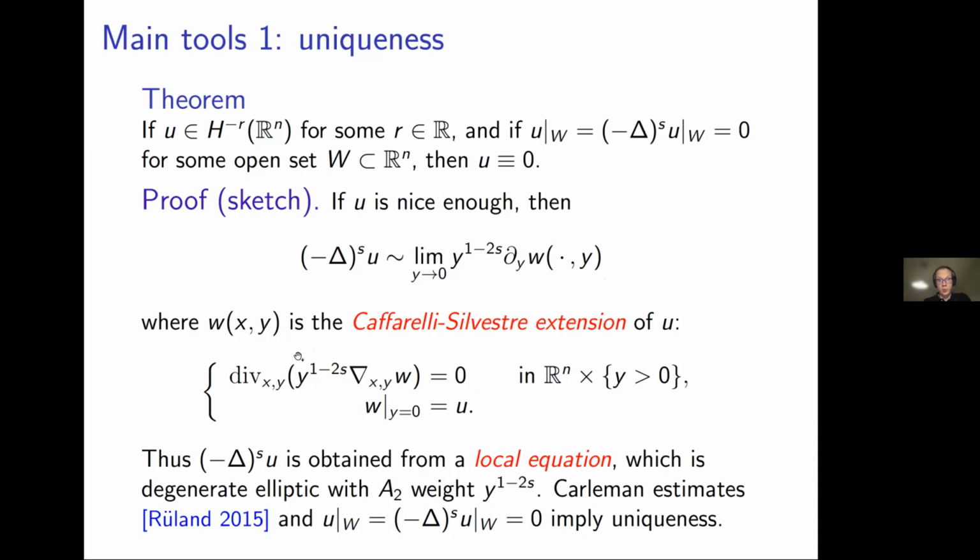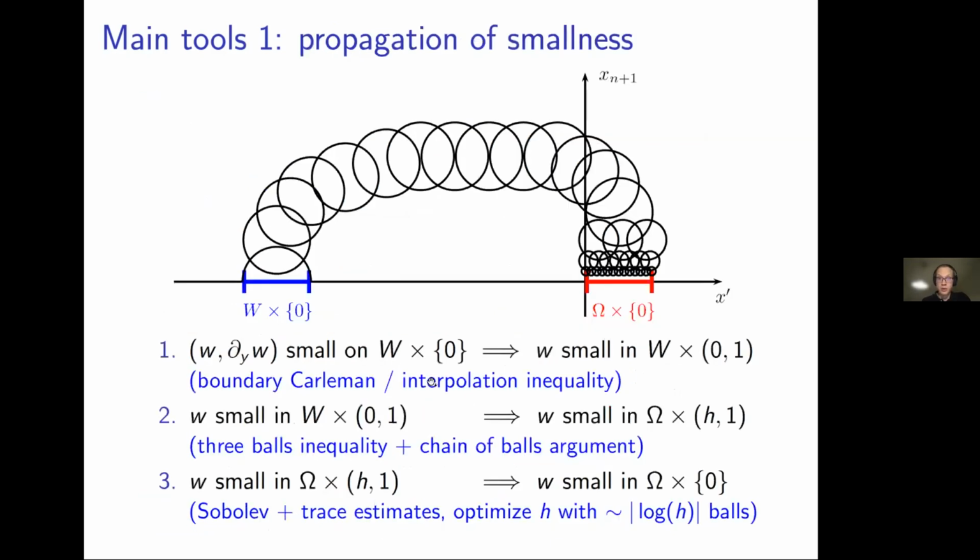But you need to put these weights here, and these weights are a little bit tricky because they go to 0 or to infinity at the boundary, but they are still in this Muckenhoupt A2 class, and you can deal with this. You can prove Carleman estimates for this problem, and then you can show this uniqueness property in this extension problem. So here's a picture.